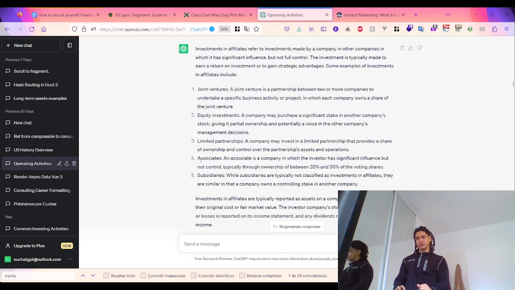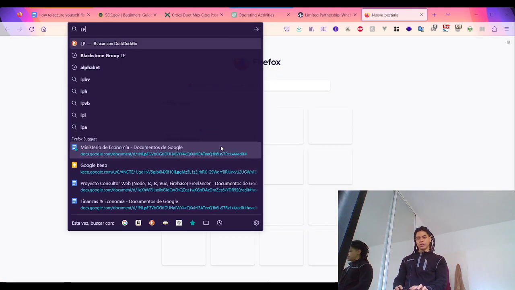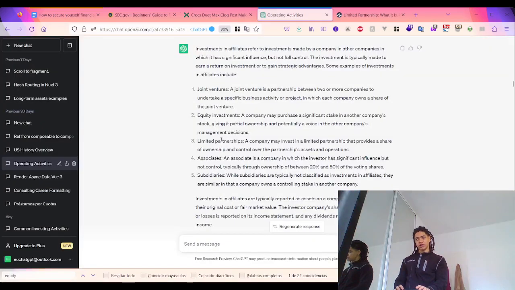The other is associates. This is something important to understand about the limited partnership. Anytime you see an LP, there is a company that owns or purchases or invests in this LP in return for a share of ownership and control over the partnership assets and operations. So essentially, it's somewhat like a puppet.